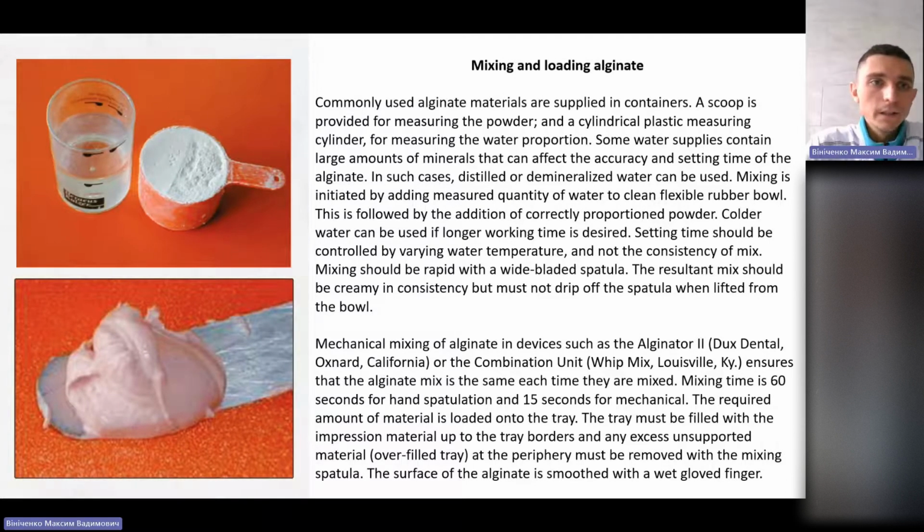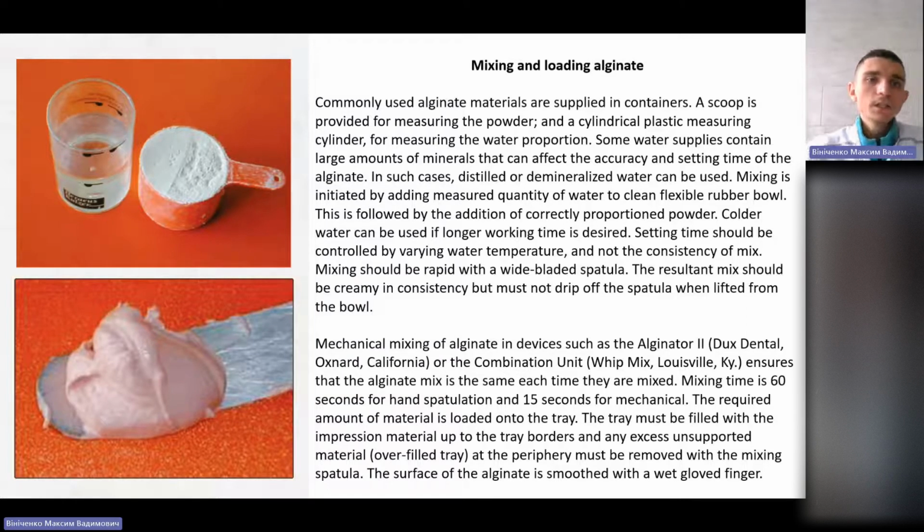Mixing and loading an alginate. Commonly used alginate materials are supplied in containers. A scoop is provided for measuring the powder, and a cylindrical plastic measuring cylinder for measuring the water proportion. Some water supplies contain large amounts of minerals that can affect the accuracy and setting time of the alginate. In such cases, distilled or demineralized water can be used. We used distilled water to make our alginate impression.